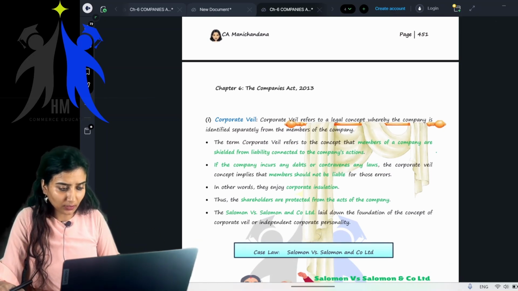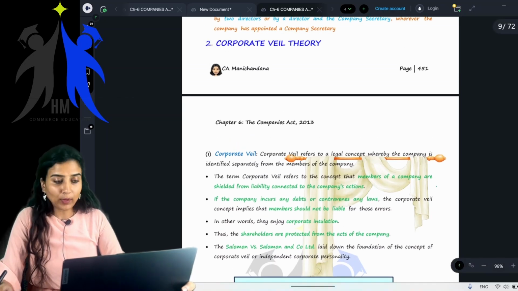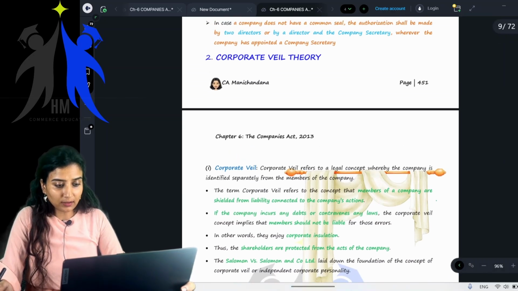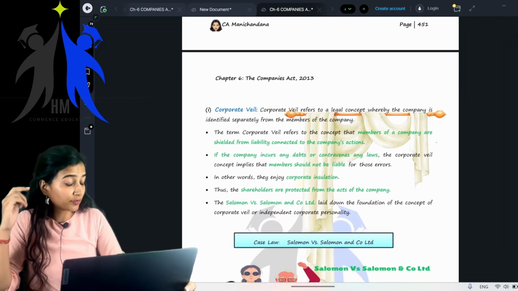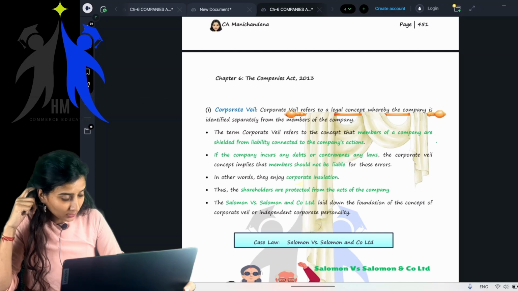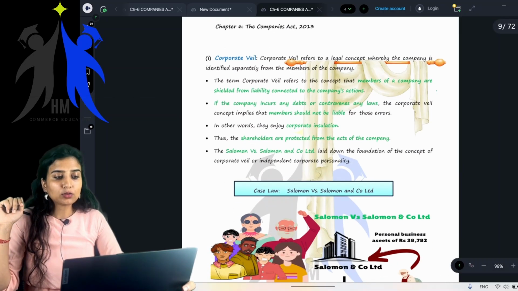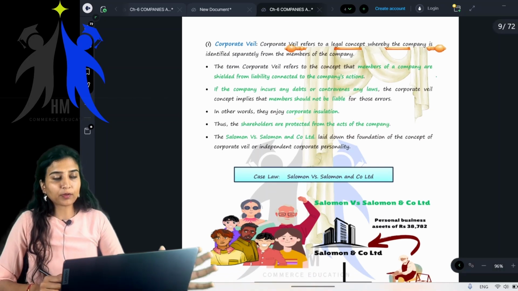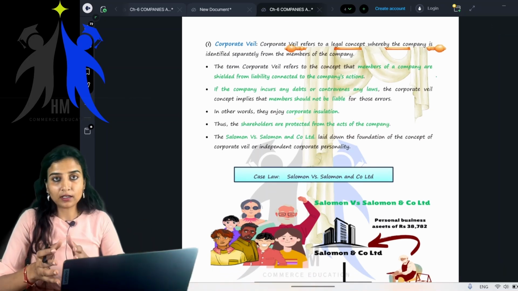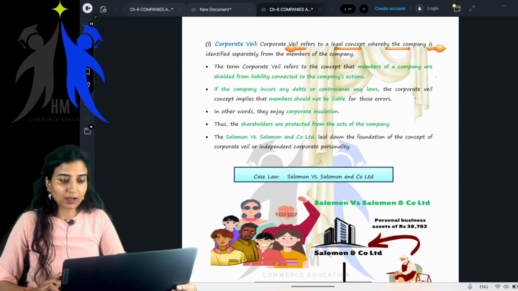Let's continue with the next topic, that is corporate veil theory. This is a legal concept, a continuation of one of the features of the company, the first one being the separate legal entity. This particular concept is also the same, wherein we identify the company as different from the members of the company. We've learned that in detail.